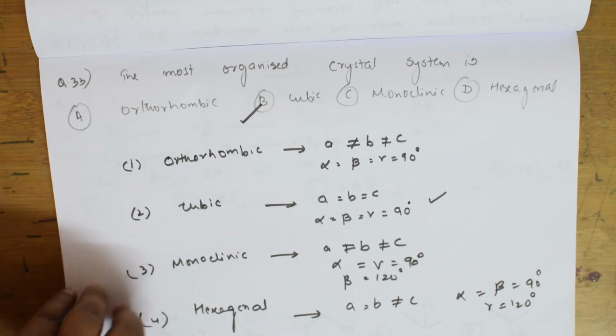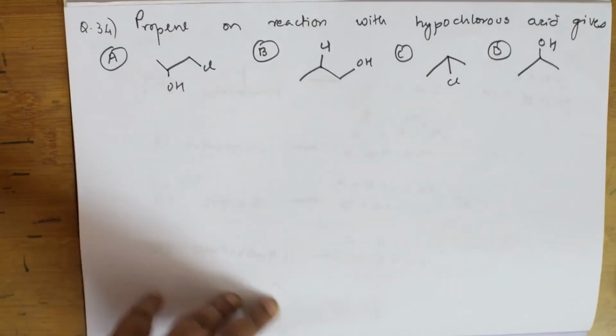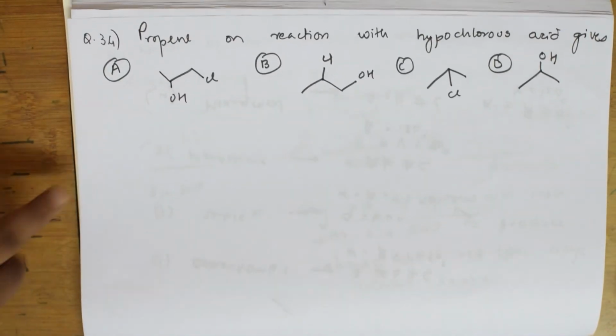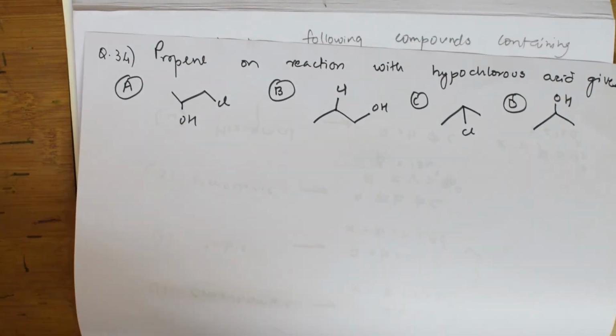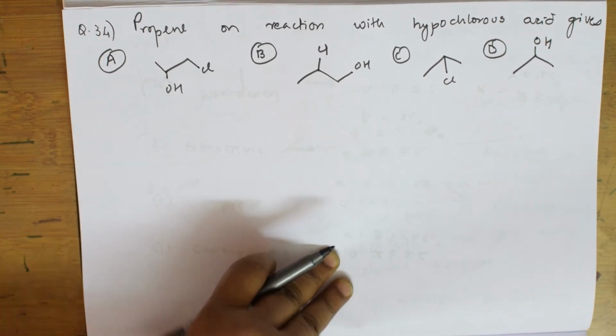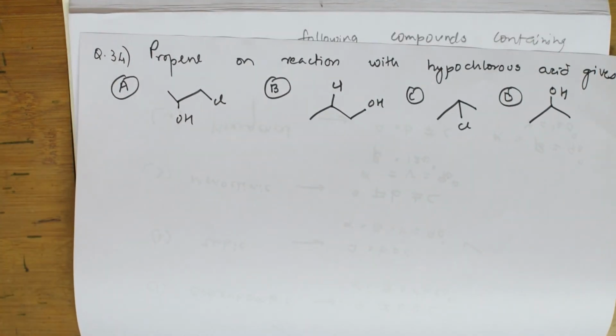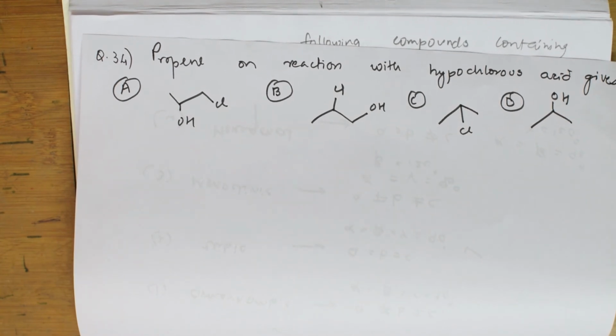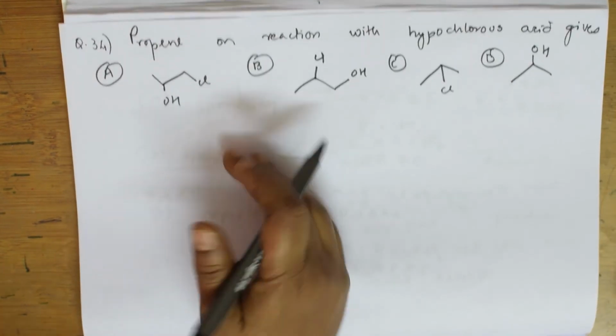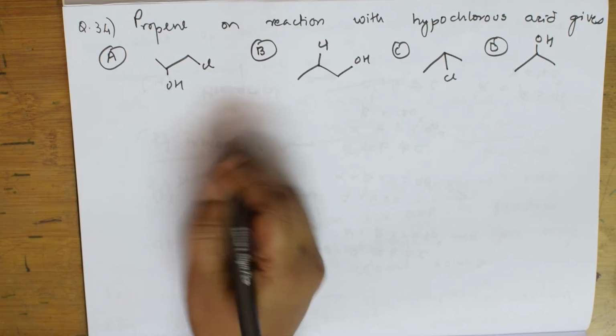Now let's come back to one more question. Let me turn the page. Again an organic question: propene on reaction with hypochlorous acid gives... Whenever you take alkenes, we'll be talking about Markovnikov and anti-Markovnikov addition. This is the concept here.